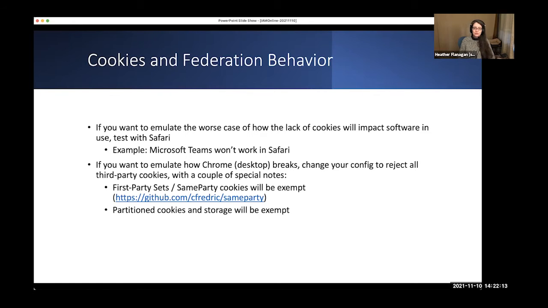If you want to emulate how Chrome is going to eventually break on the desktop, you can change your configuration to reject all third-party cookies, though because Chrome is working on some additional projects, that won't be as exact a match as it will be in Safari, because the Google teams are working on other projects that will allow third-party cookie type things in certain scenarios. Things called first-party sets, same-party cookies, and I'll talk a little bit about these in a minute, so hold that thought.